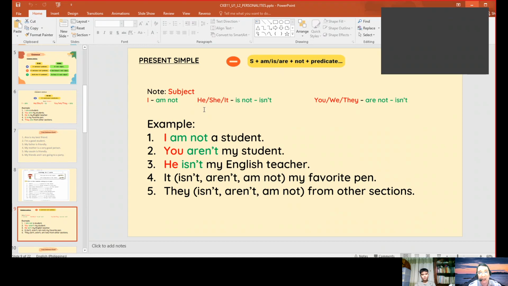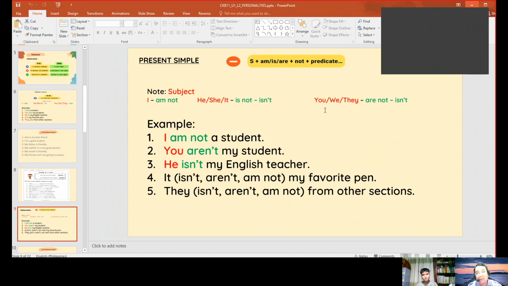So again, same structure. Subject: if our subject is I, following after the I would be am and then just put not. Then if he, she, it, it should be is not. But of course, if we are going to use that in a sentence, we usually use the contracted form. When we say contracted form, it's the short form of is not. What happens? It becomes isn't. So what do we omit? We omit the O and then we just put an apostrophe. So that becomes isn't.